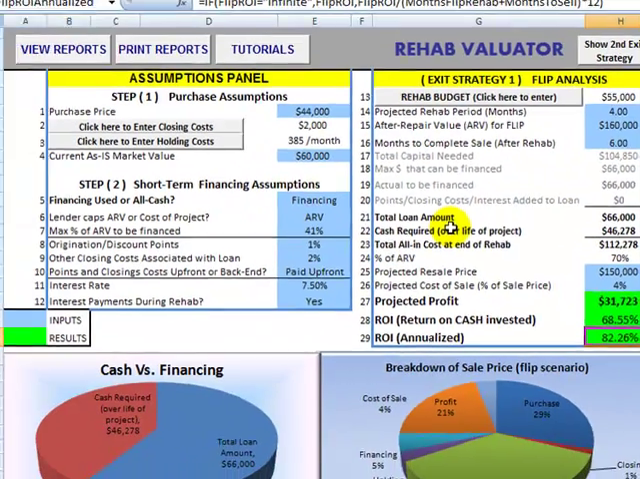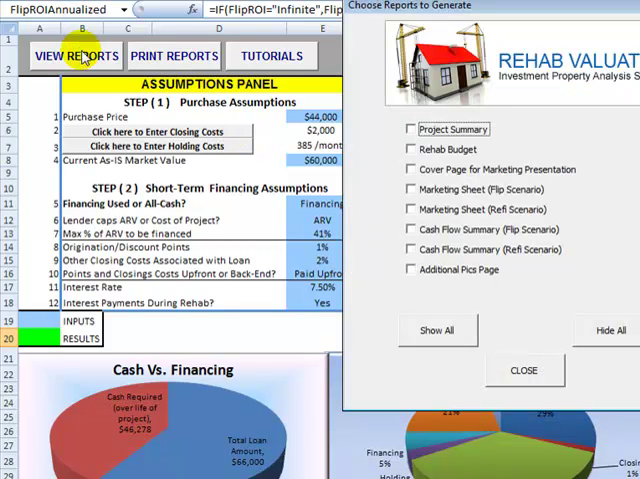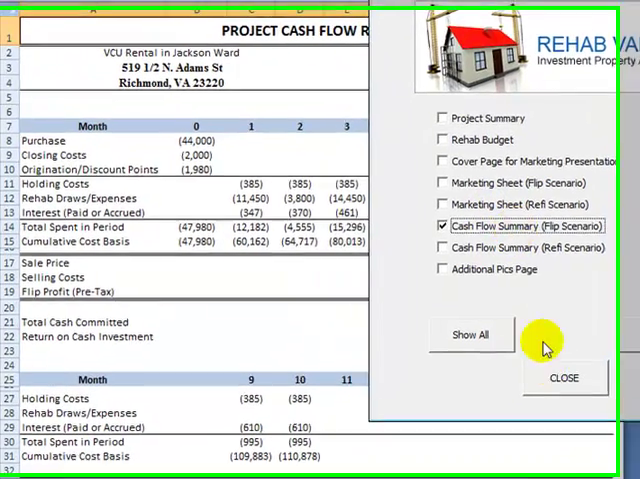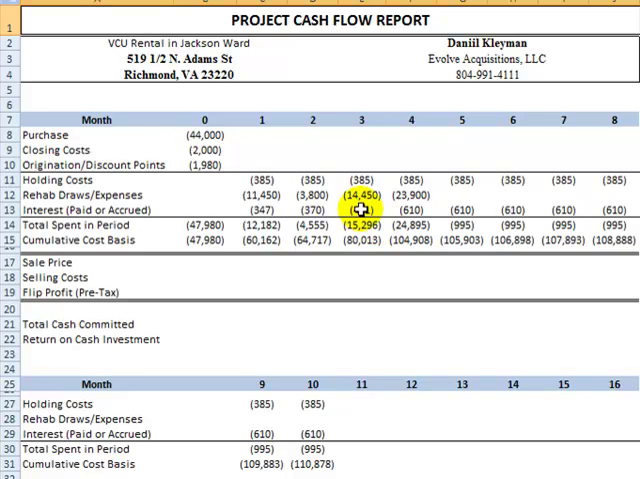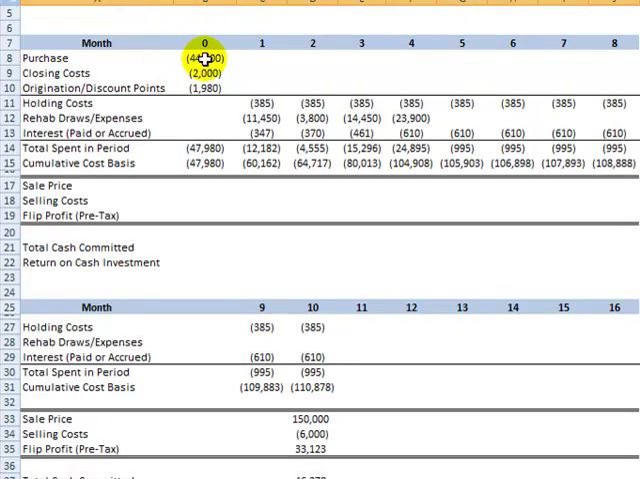And from here, the cool thing that I can generate is I can go view reports and click on cash flow summary flip scenario. And here I've got a month by month cash flow summary over the life of the project. And obviously this information up here needs to be updated. But if you look at the cash flow schedule, so here's my purchase price, closing costs, and origination discount points that I would pay at closing for the loan.